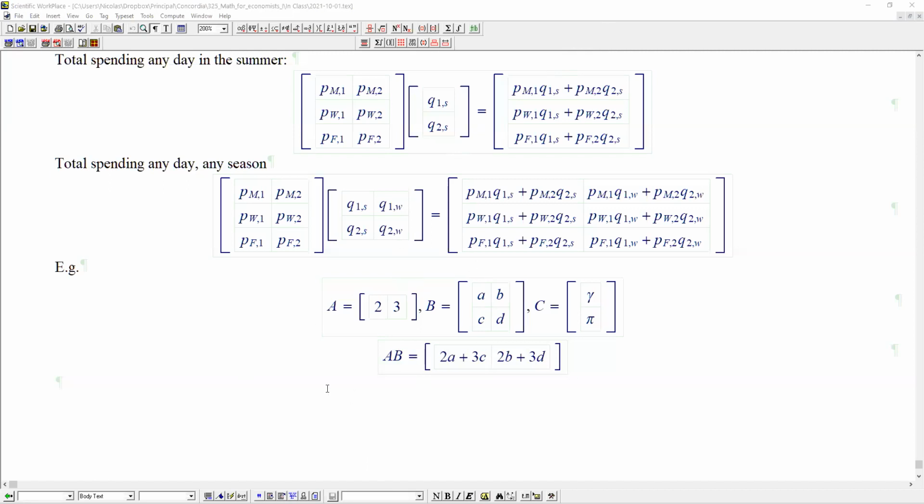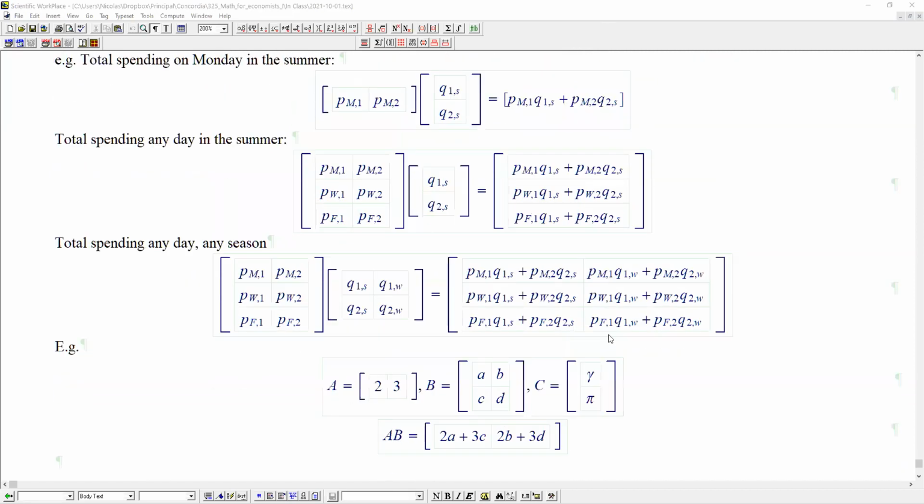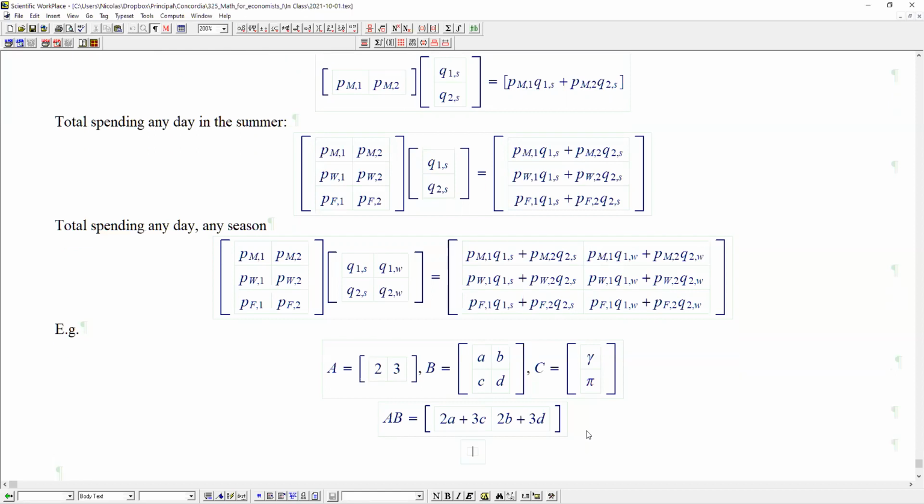Think about this one then. BC. Can we do it or not? What are the dimensions? I'm just going to grab my water.